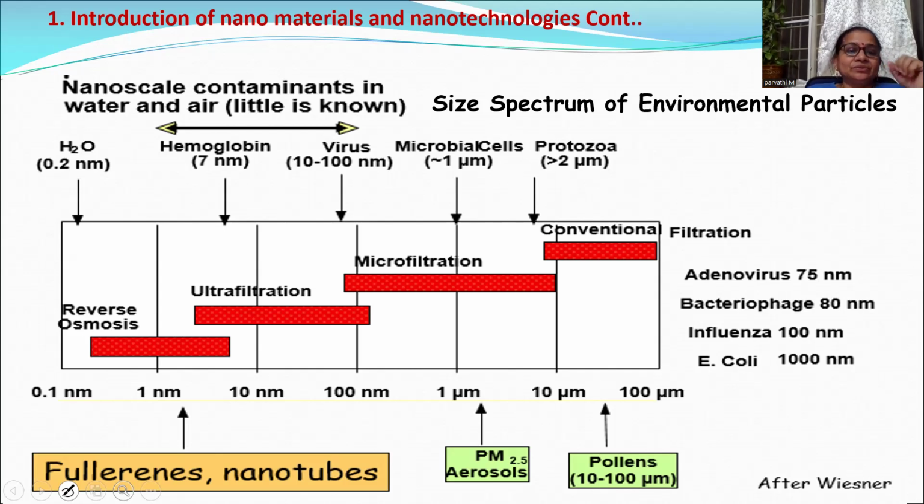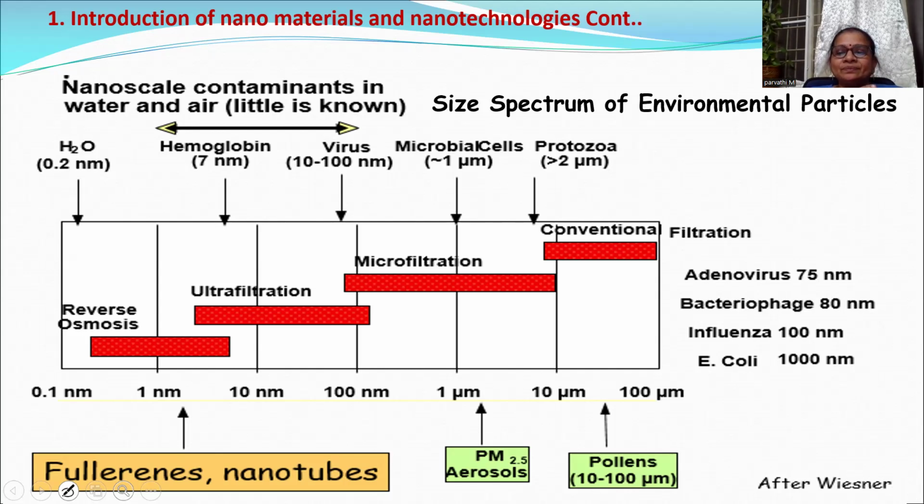Similarly, when it comes down to still tinier particles, 0.1 nanometer to 1 nanometer, the reverse osmosis method is required. And for conventional filtration, as an example, protozoa, which are greater than 2 micrometer in size, and microbial cells, which are greater than or equal to 1 micrometer, require microfiltration.